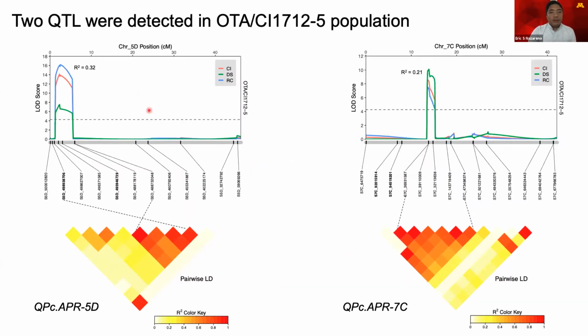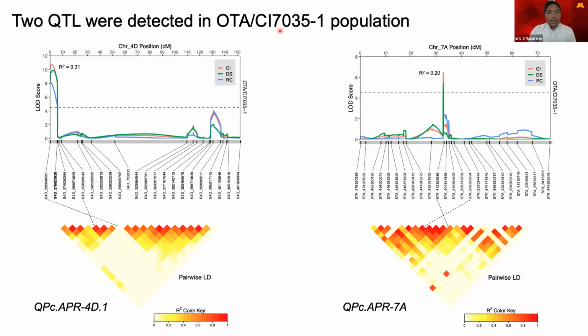Again, just a zoomed in version of the QTL that I have shown. This is the one in chromosome 5D. It has an effect of 32%. These are the CASP and PACE markers that I developed to select for that QTL, still high LD. And the same here for the QTL in 7C with an effect of 21%.